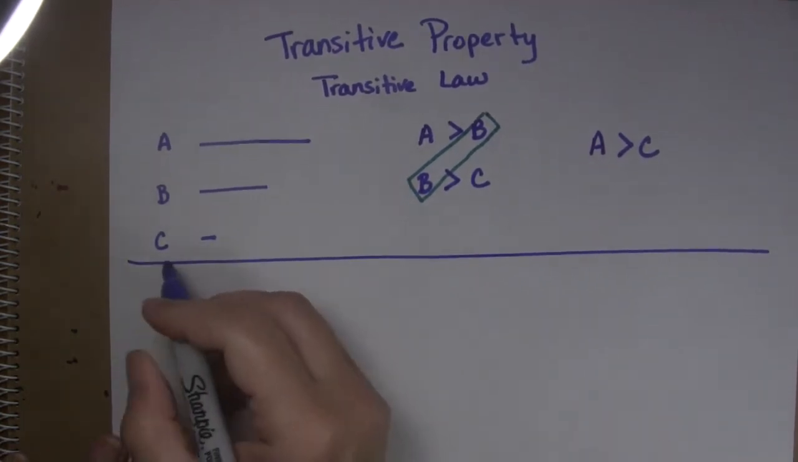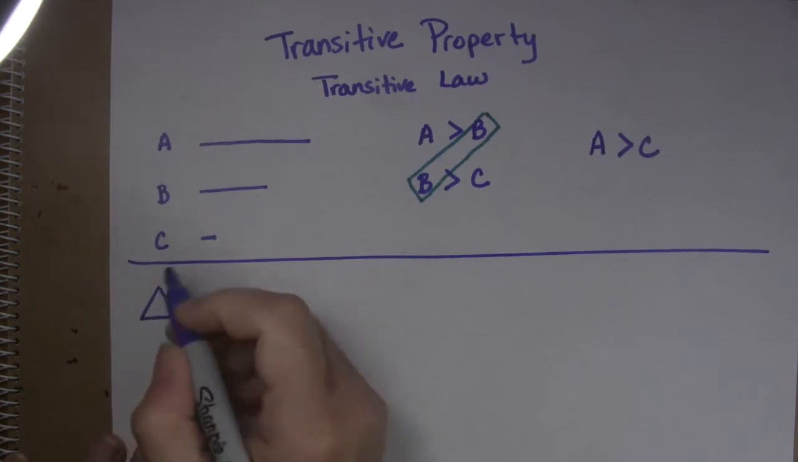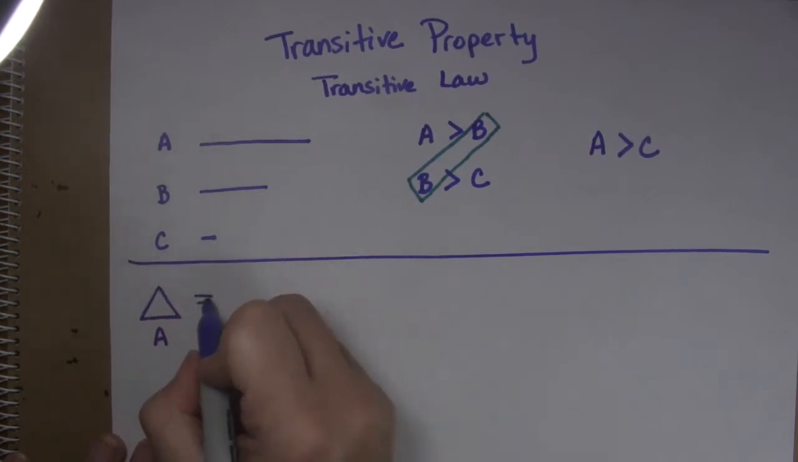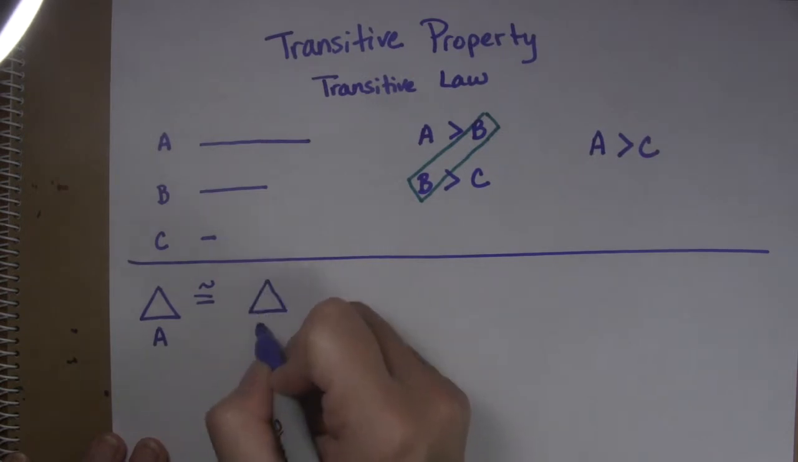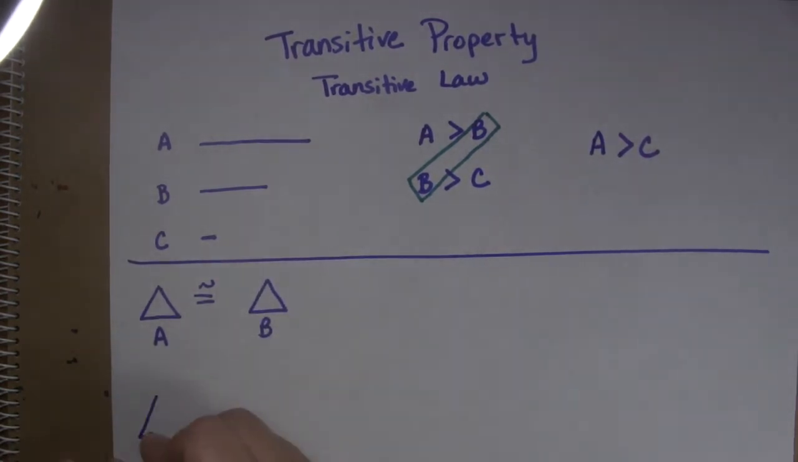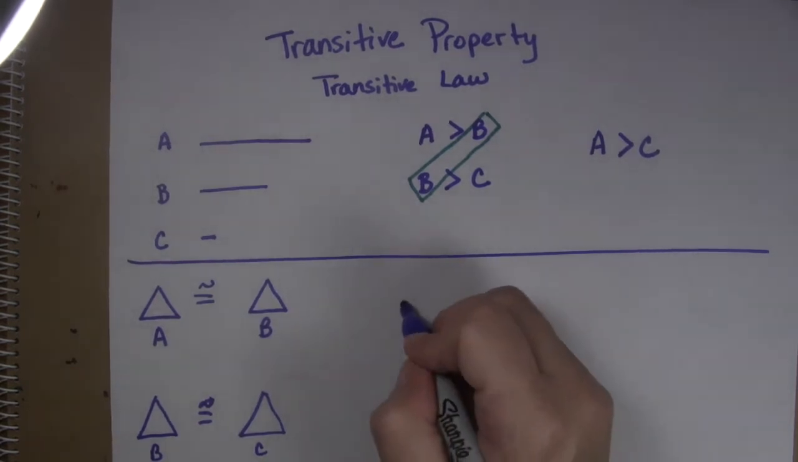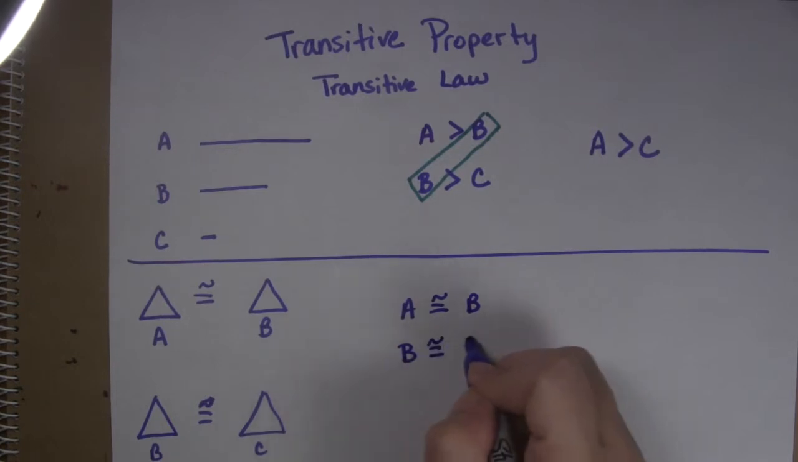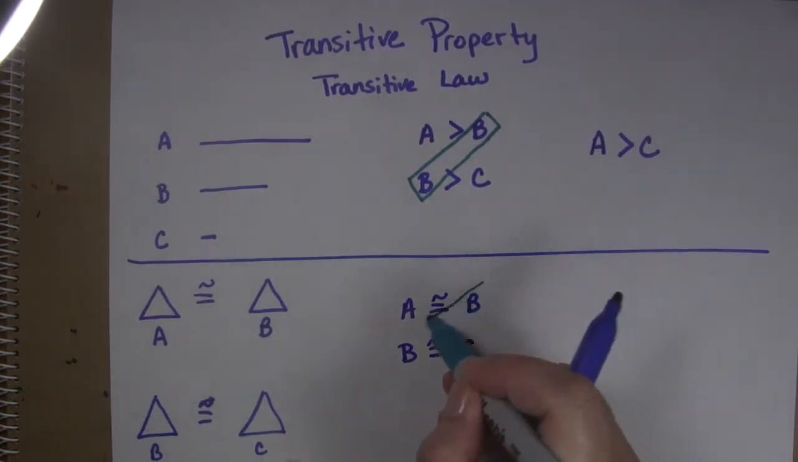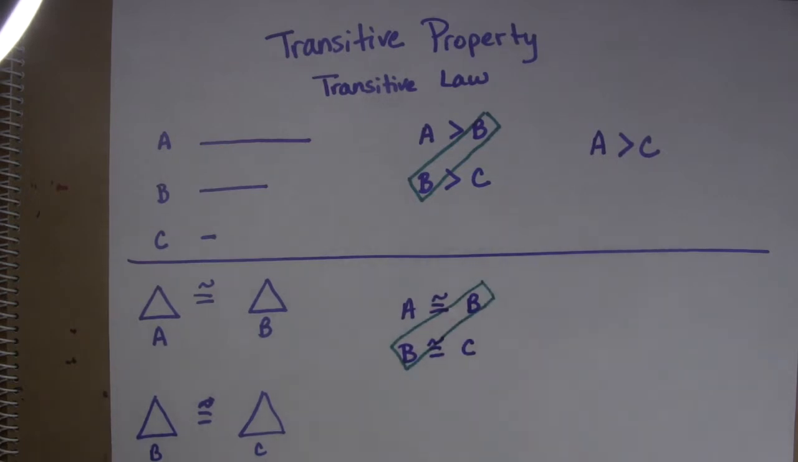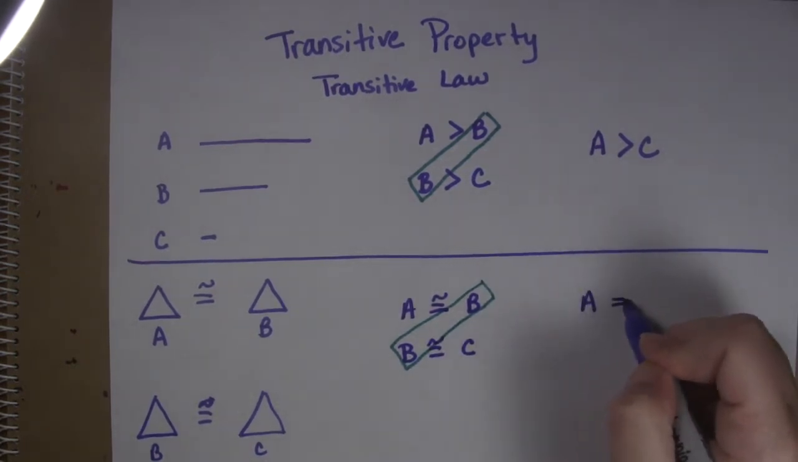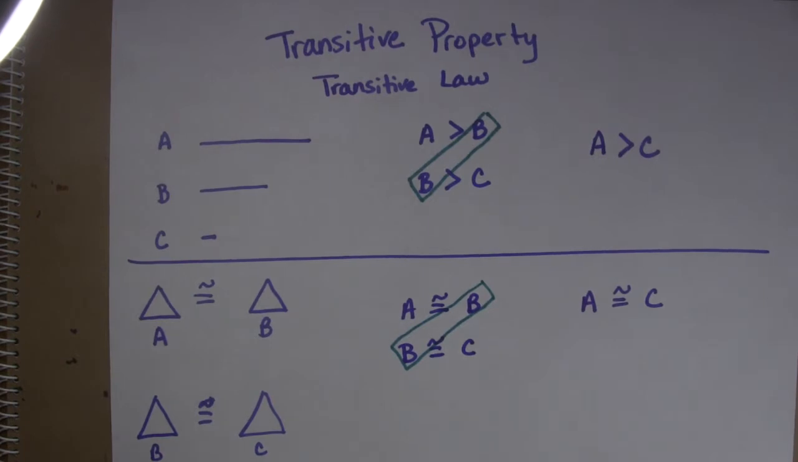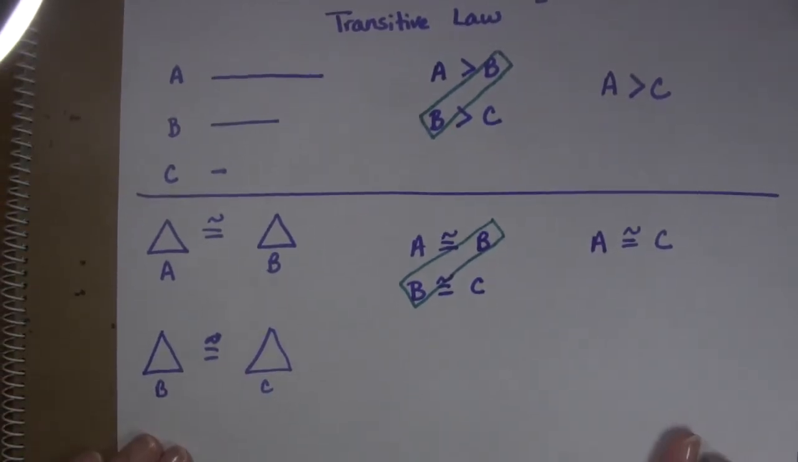Let's say that we have triangle A, and we're going to say that it is congruent to triangle B. But then we know that triangle B is congruent to triangle C, right? A is congruent to B, B is congruent to C. These two are the same, so we are able to say that A is congruent to C. Doesn't that make sense? I don't know, it makes perfect sense to me.